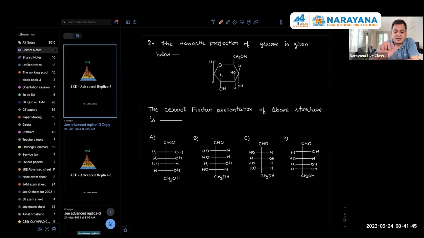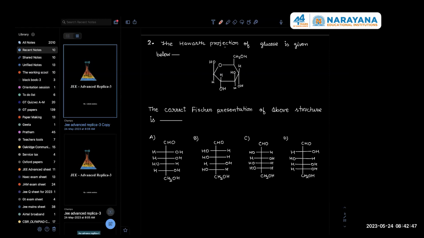Okay, now see this question. If anyone has doubt on how to show the Haworth projection, how to convert Fischer to Haworth, we can discuss it. This type of question they may ask, or they may use this conversion in other questions. This is the Haworth projection given for glucose. You need to check which Fischer projection correctly matches this Haworth projection. CD. Which one? CD.